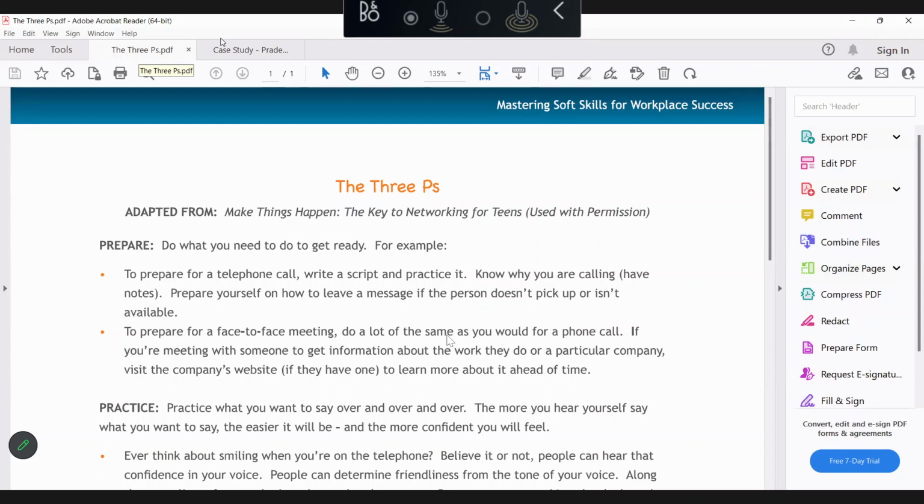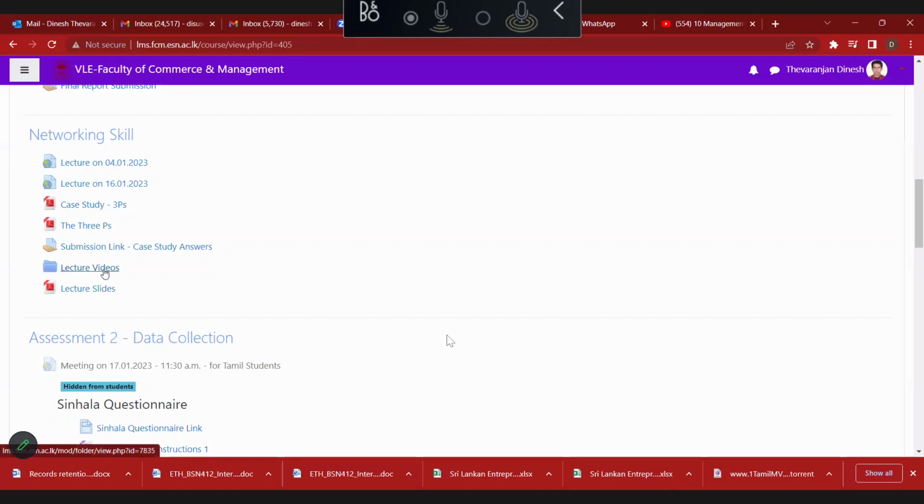So read these also, right? Read the case study and read the three-P document. All these things are available in your LMS. And lecture videos are also there, so you can watch the lecture videos. I think there are three videos, so you can watch and get the knowledge. So that is networking skills, right?